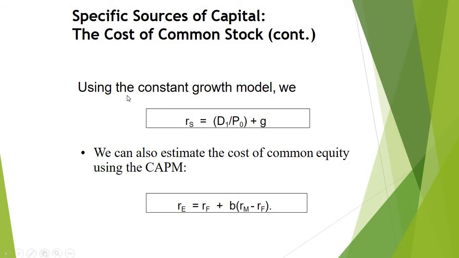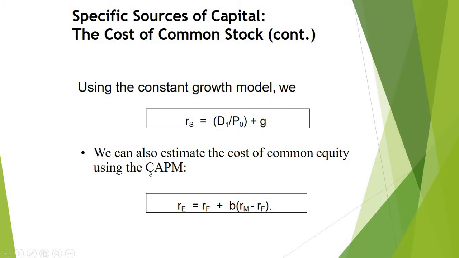If we use the dividend discount model, we can use the constant growth valuation model, converted into a version which is simply Rs, the cost of common stock, equal to D1 divided by P0, plus the growth rate. D1 indicates next year's dividend payment, and P0 indicates the current stock price.